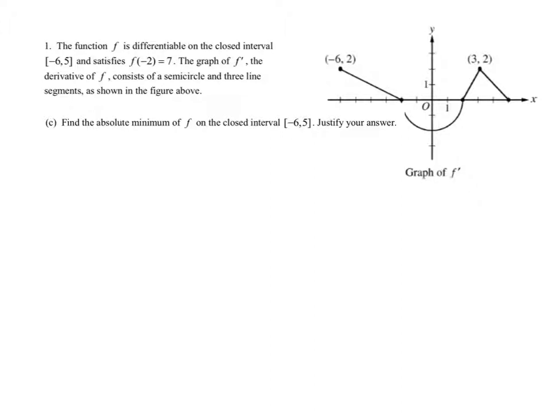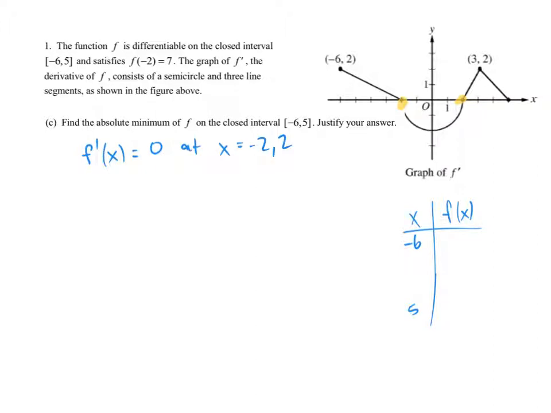On part C, we want to find the absolute minimum of f on the closed interval from -6 to 5, and so this is going to be what we call a candidates test. My candidates are the endpoints, -6 and 5, so I'm going to do my candidates test over here, plugging back into f of x. So my endpoints, -6 and +5. And then my other candidates are going to be the critical points. And the critical points occur whenever f prime of x is equal to 0. And this occurs, if we take a look at the graph, when x is equal to -2 and +2. And so I'm going to write that as my critical points, -2 and 2. And this will be on my candidates test chart as well.